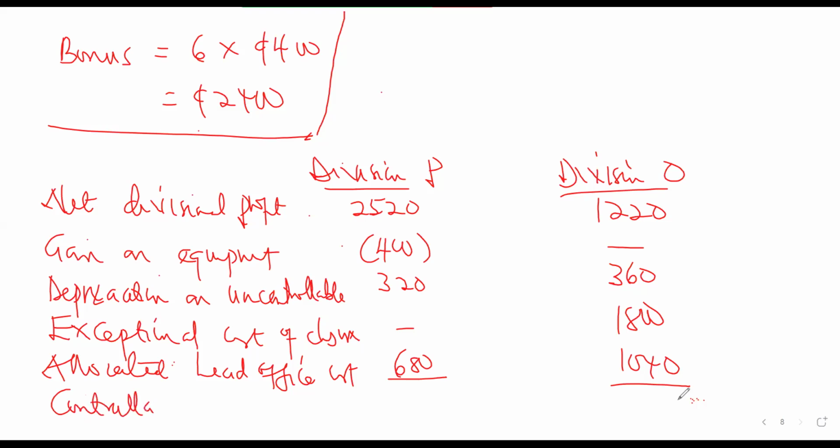So we call this controllable profit. Division P is 3120. Division P 3120. Division O is what? 4520. 4420.